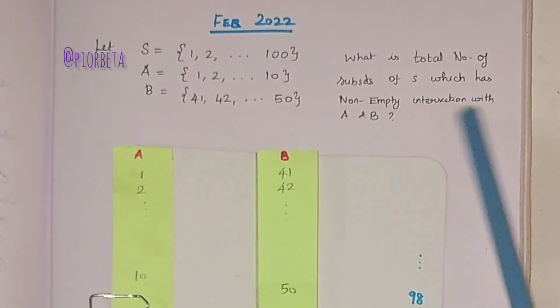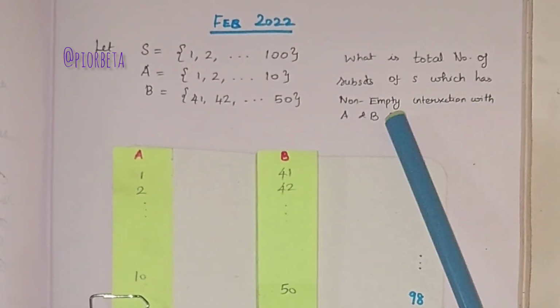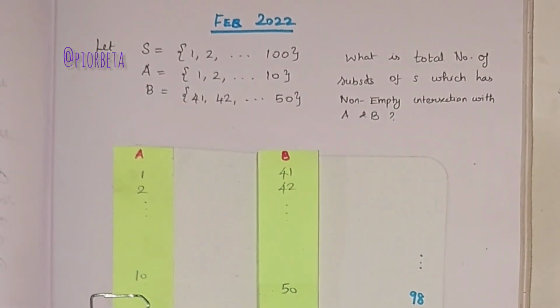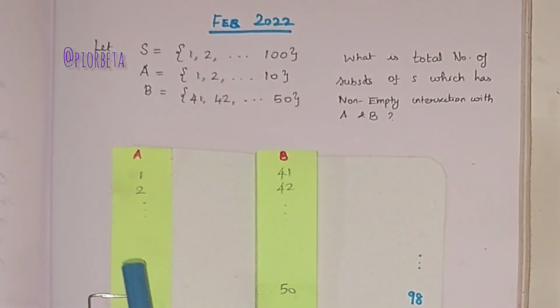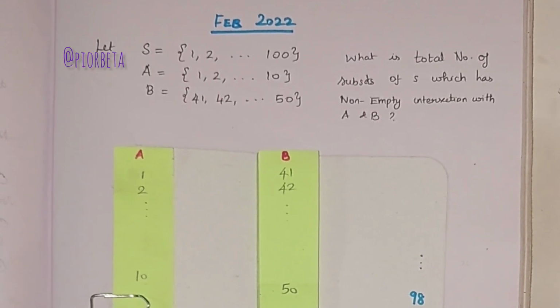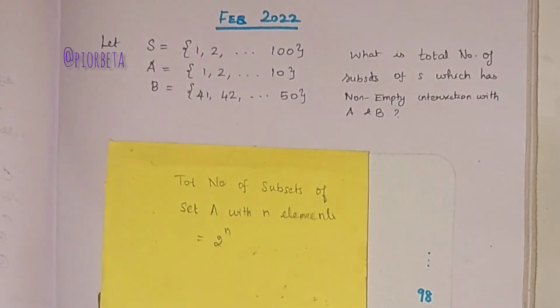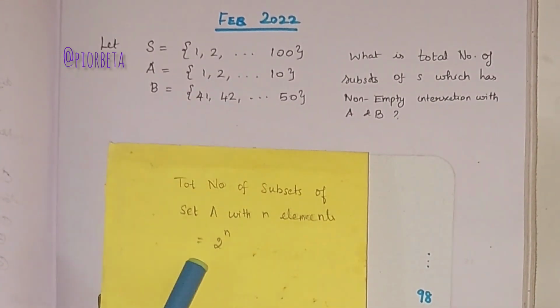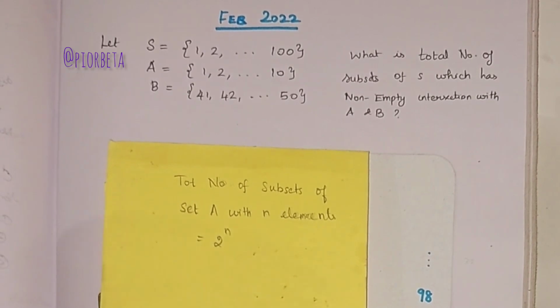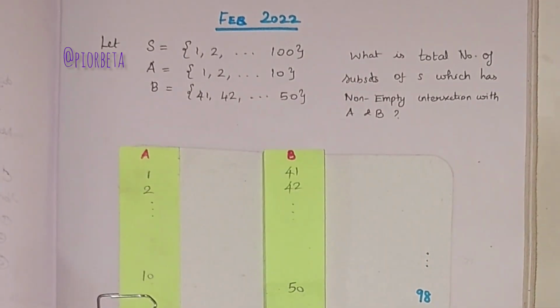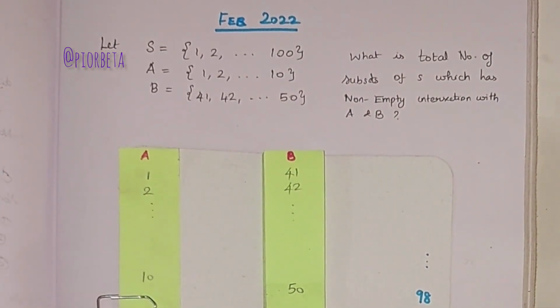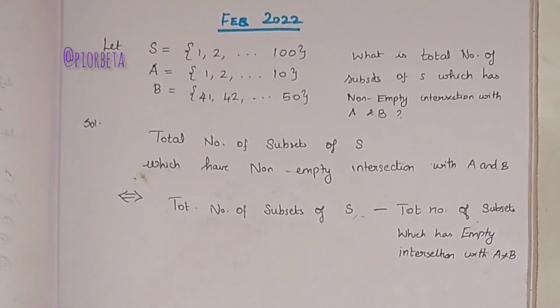So here we have to say which are all the subsets which do not have an intersection with A and B. If they are asking for the number of subsets, we can say simply 2 power n. So this is what you should know, that the number of subsets of a set with n elements is 2 power n. Now they have been asking a different question where the scenario is different. So now you need to think about how to solve this. When you cannot solve this directly, we can do one more trick over here.